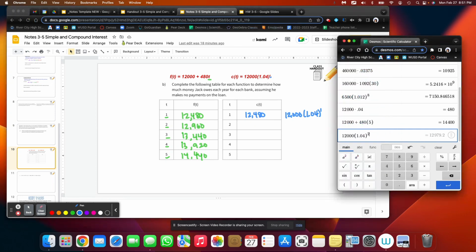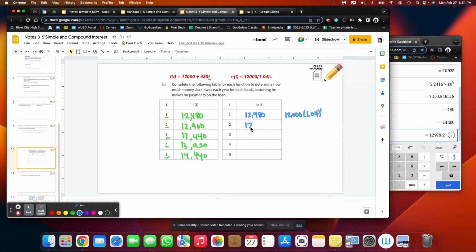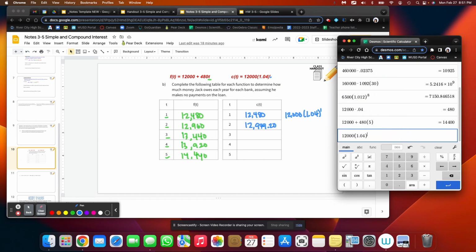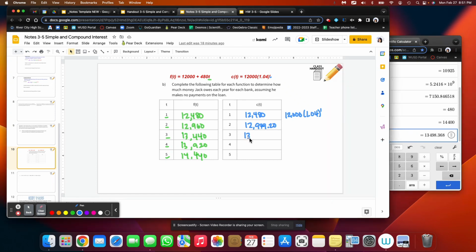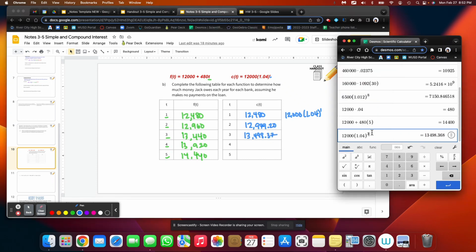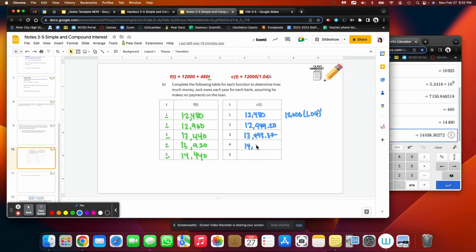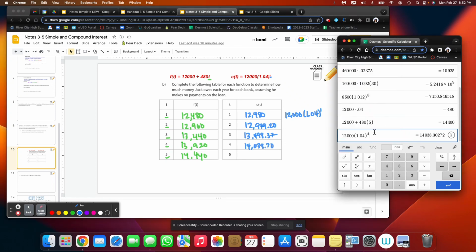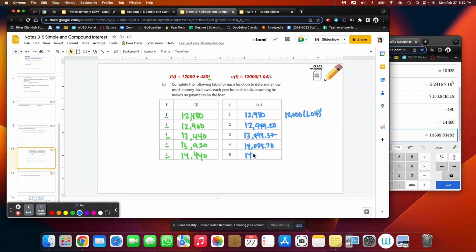So I'm just going to change my exponent. $12,979.20. Now we're going to plug in 3. So $13,498.37. Fourth power, $14,038.30. And then lastly, the fifth power, $14,599.83.